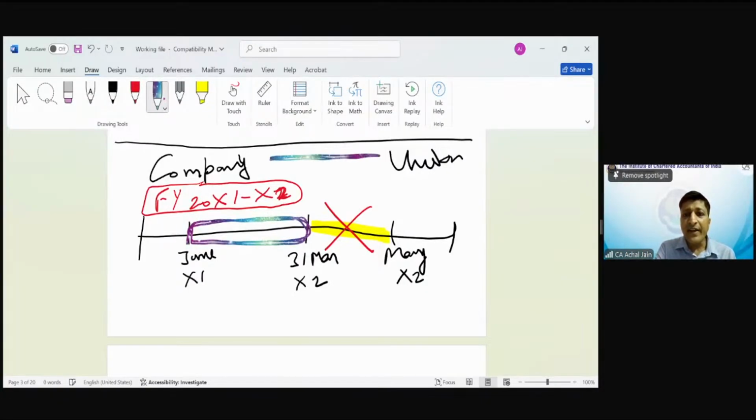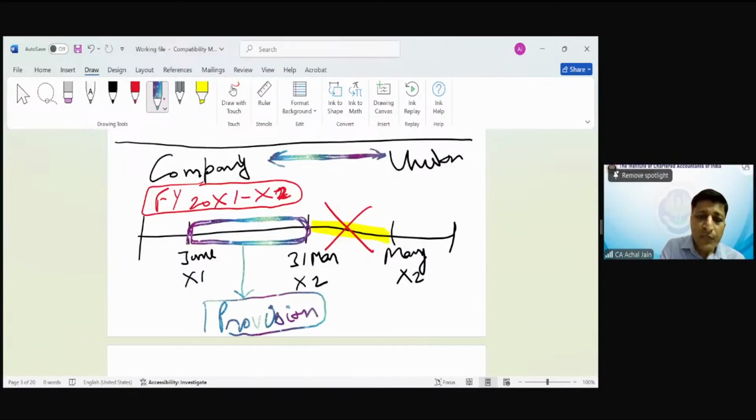Now, as regards this period, the amount which the two parties have agreed, the company has agreed that the company will pay. So that means there's nothing which is contingent. The only point is that this has to be paid in future at the time of retirement. So that's why you will create a provision here. There's no question of contingent liability. There should be a provision here for this period.